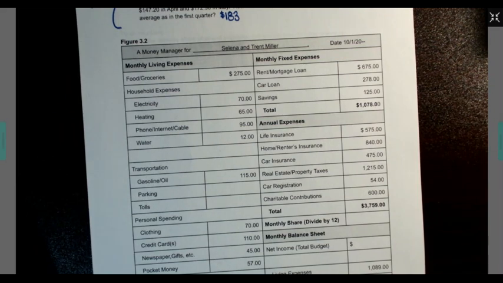Now, we learned in the last lesson that living expenses are things such as food, utility bills, pocket expenses. Fixed expenses are regular expenses which do not vary from one month to the next, such as rent. Annual expenses are expenses which occur only once a year, such as real estate taxes. So let's dive into this problem.